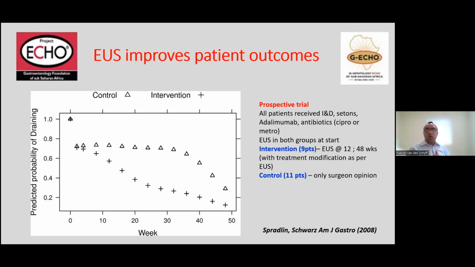The first one was published in 2008, where all patients had received sepsis control with drainage and setons. They were given antibiotics. They were given a biologic. The difference was that one group had regular EUS and the other group never had regular EUS. So everyone had to start and at the end. And what the study pretty much showed was that the probability of having draining peri-anal drainage was less in patients that had EUS.